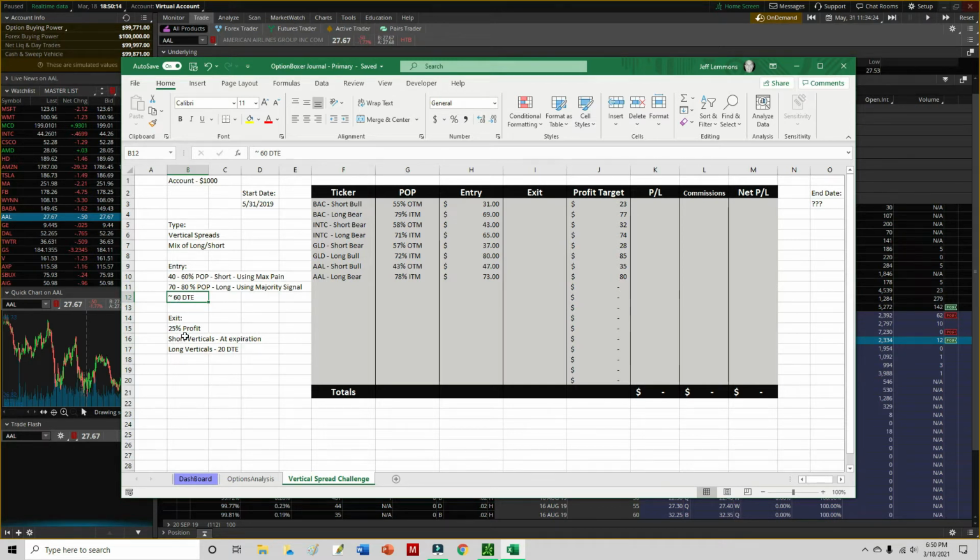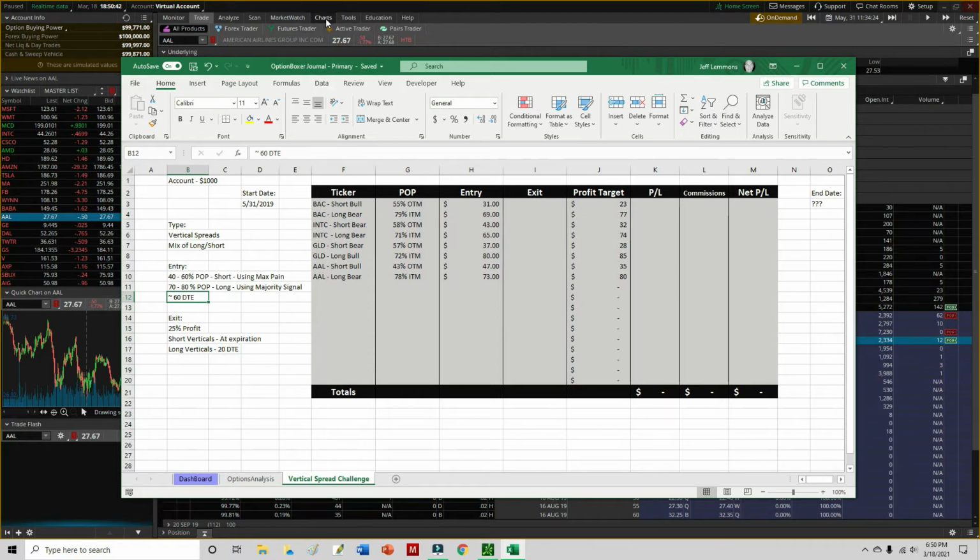So I'm going to look to capture a 25% profit in each of these trades. On my short verticals, if they don't hit the 25% profit target, I'm going to hold them till expiration. And any long verticals, I'm going to close them if they don't reach the 25% profit at 20 days to expiration. So I set these criteria so I can be fairly mechanical, and I'm not using any of my own bias to close or keep a position open or any of that.